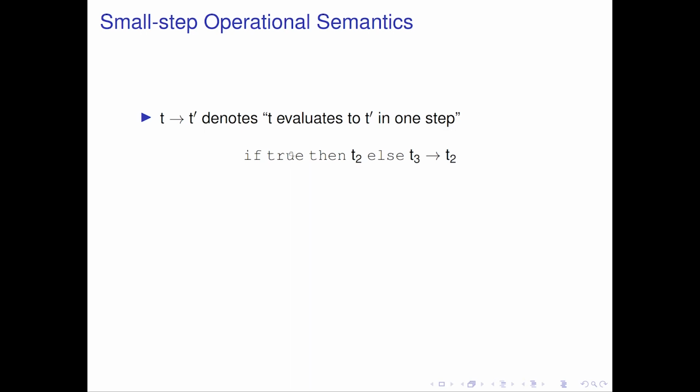I just check what the condition is. If it is true, then I know that I have to evaluate T2. I can totally ignore T3. And therefore, this whole thing in one step actually reduces to simply T2. Okay. So any question? This is one of the smallest small steps. So any question about it?